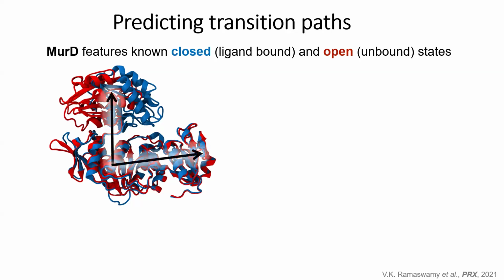So what we did, the first thing we noticed is that actually the relationship between the open and the closed state can be coarsely described by a reorganization of the little spherical domain at the top with respect to the long domain at the bottom. So literally, we have kind of some rigid body motion.